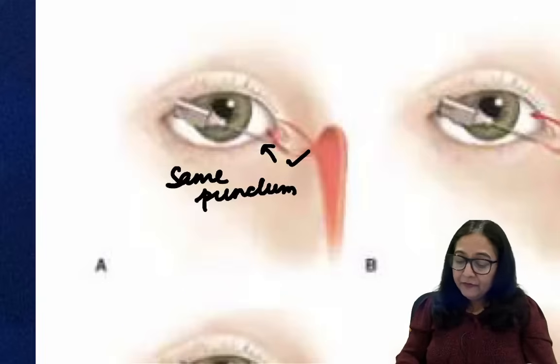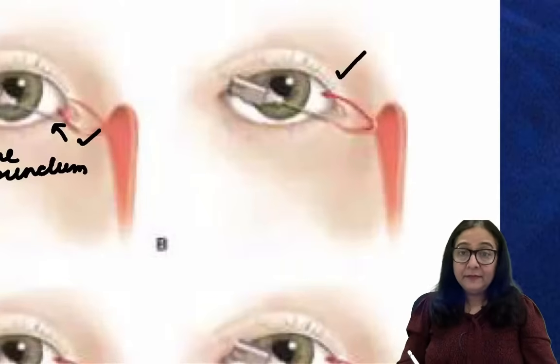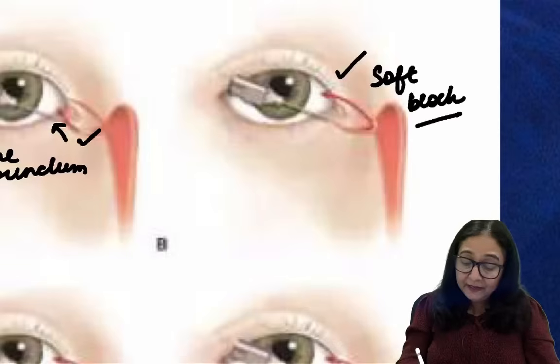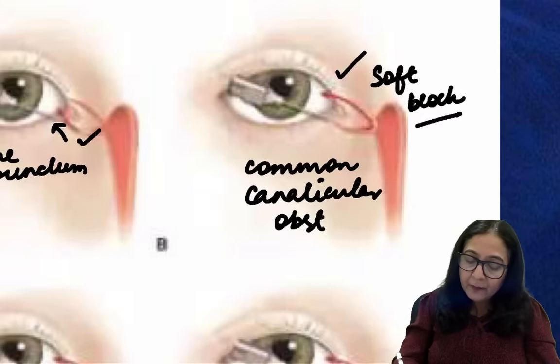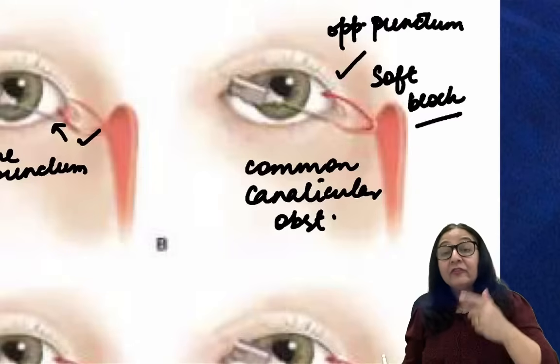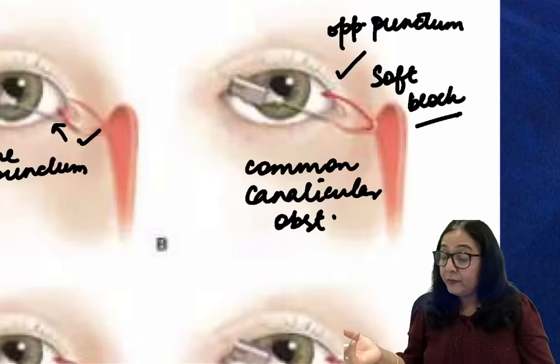Okay. If the fluid comes back from the opposite punctum and you notice a soft block, then it is common canalicular obstruction. So this is the simplest way we can remember. If it comes from the opposite punctum and you notice a soft block, then it is common canalicular obstruction. The treatment is conjunctival DCR using Jones tube, etc.